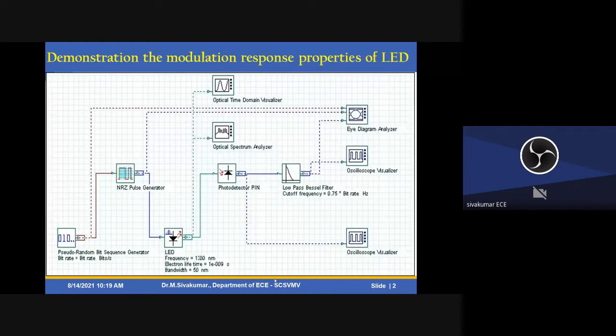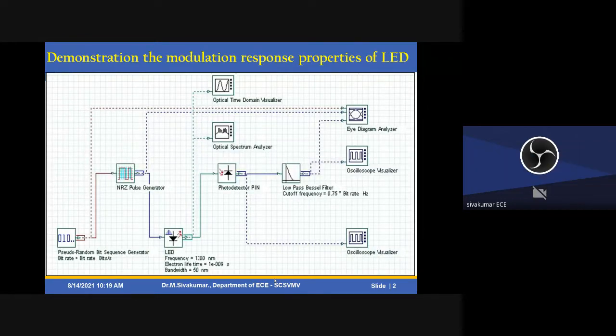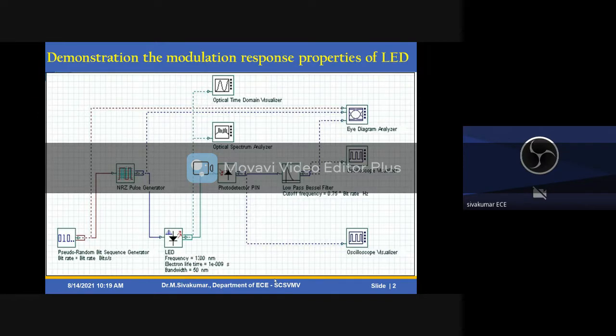Okay, just make a note of this. What are the components we need to construct this modulation response properties? For the pseudo random bit sequence generator, no need to change any bit rate for the first step. Just see the analysis without any bit rate. What happens? Here also, NRZ is a pulse generator. No need to change anything because it produces the pulses.